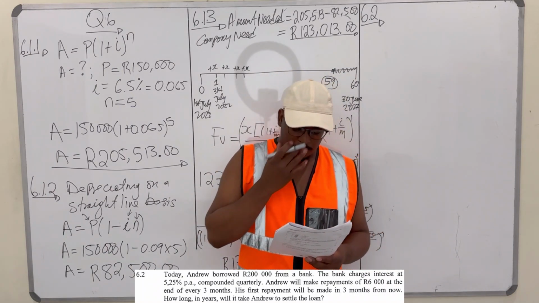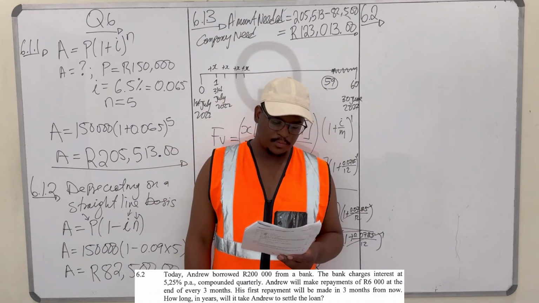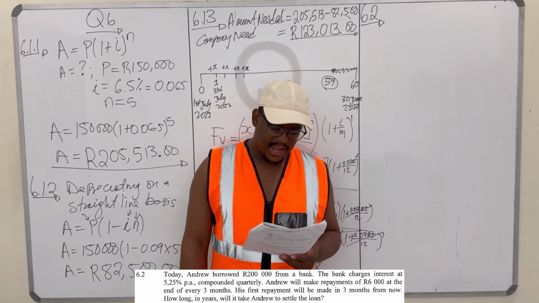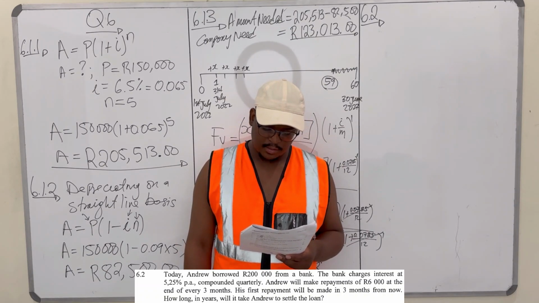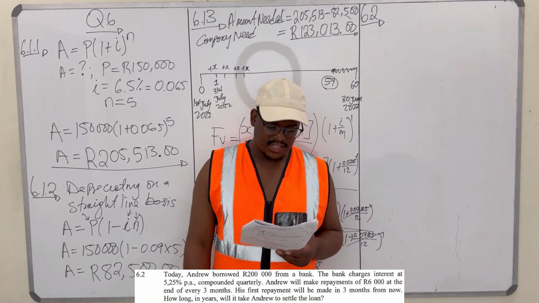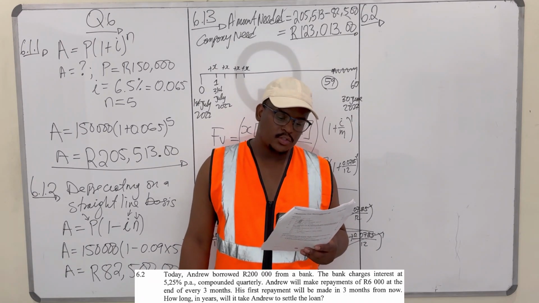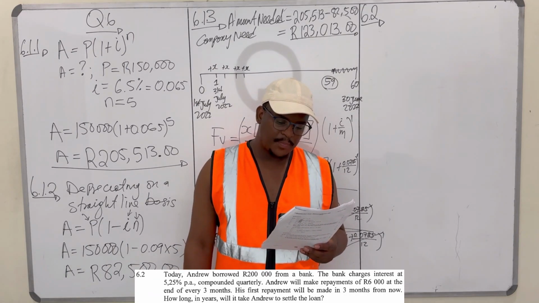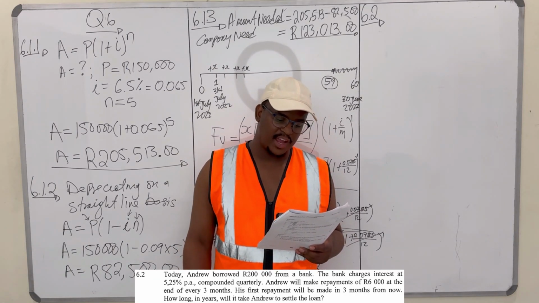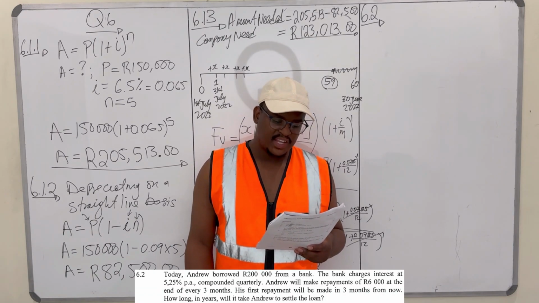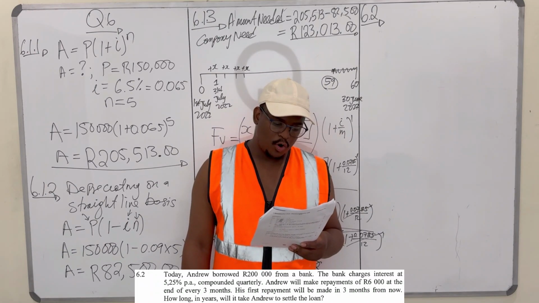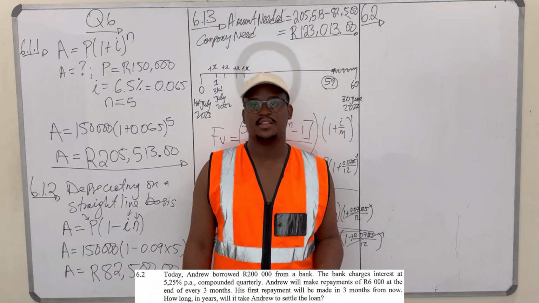Okay, so now we're doing 6.2. They're saying today Andrew borrowed 200,000 from a bank. The bank charges an interest of 5.25% per annum compounded quarterly, right? So Andrew will make repayments of 6,000 at the end of every 3 months, right? His first payment will be made 3 months from now. How long in years will it take Andrew to settle the loan?